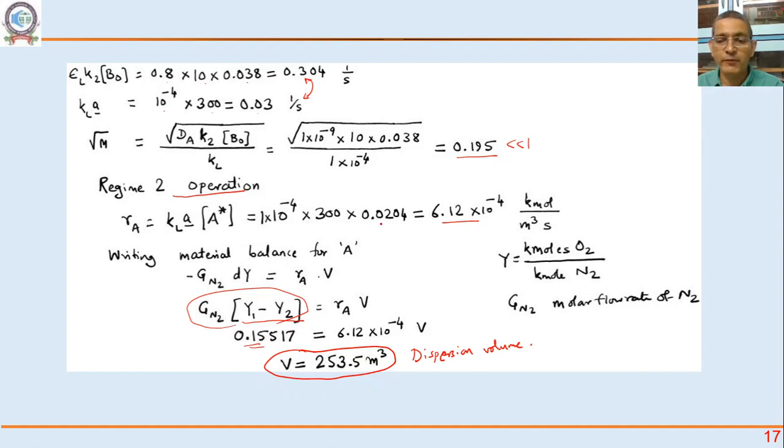We have solved it for the first case, case A. We have to solve for spray column and bubble column. Look at this procedure. Now you solve for bubble column. Now you solve for spray column on your own. Pause and solve on your own. Don't go forward. Here is the solution.